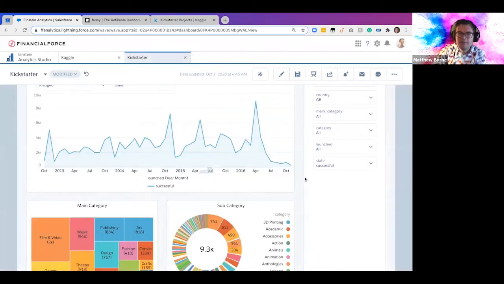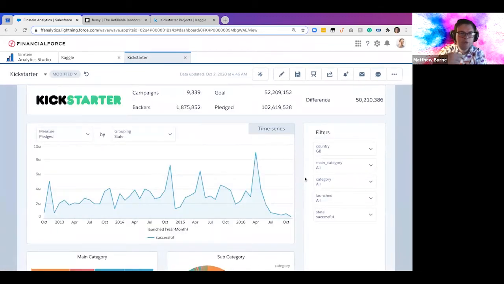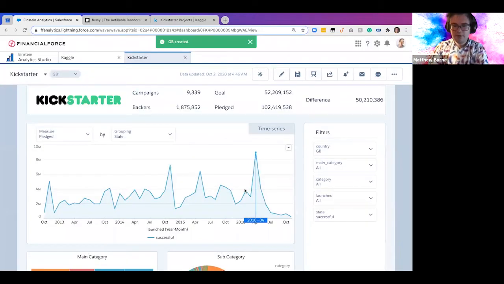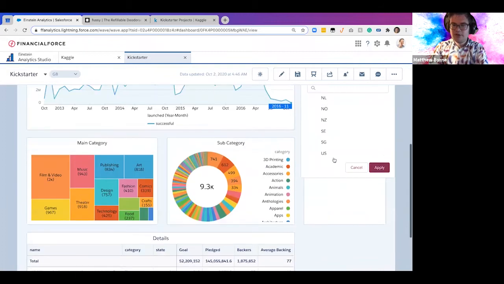okay, I can go ahead and set my own personal preferences as well. Up in the top left, I've got modified. I can save this view, so I can call this my GB view. Okay, I could also then go ahead and have another one, which is going to be US.